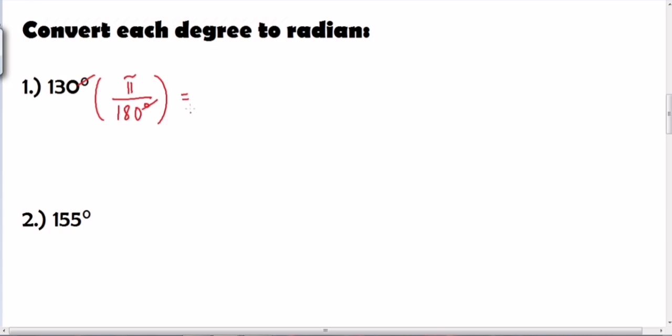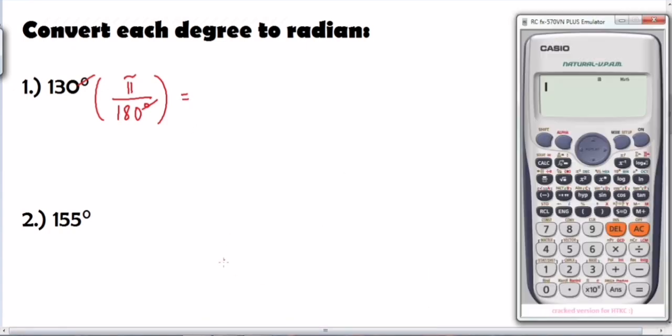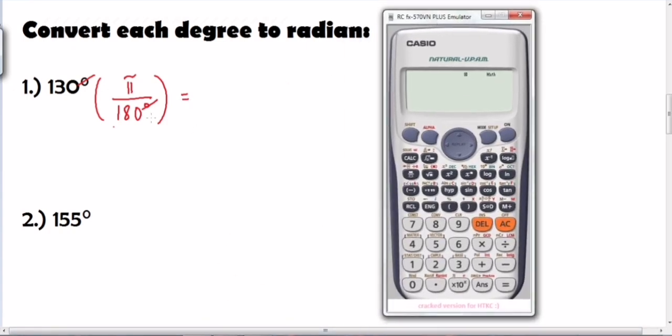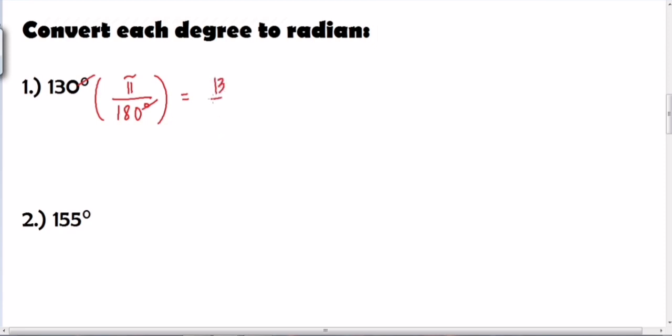Okay? So, ito, pag gagamitan natin ng calculator, isi-simplify nyo lang yung 130 over 180. So, you will type in your calculator 130 over 180 or simply, kakancel nyo yung 0 dyan. So, ang magiging sagot ay 13 over 18. So, 13 over 18. But, do not forget yung natira na pi na nasa numerator. So, ang magiging final answer natin is 13 over 18 pi. And then, yung ating unit is radian.